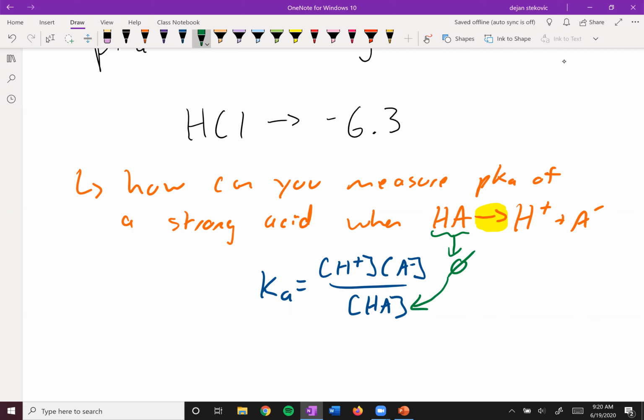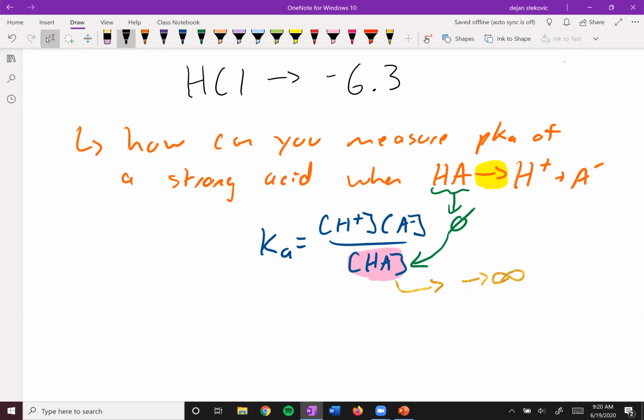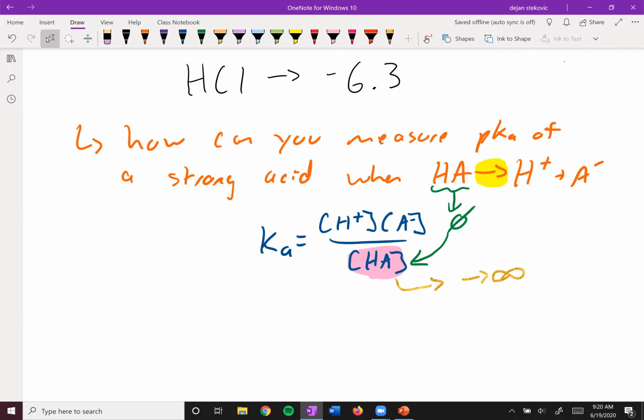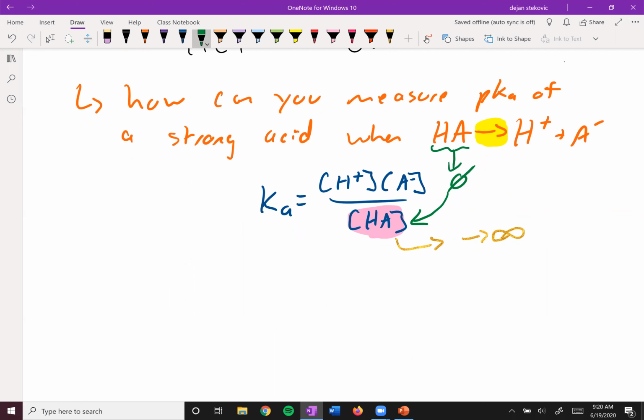And so if the zero goes down into the denominator, any number divided by zero is undefined, or it's approaching infinity, right? So Ka is approaching infinity. So how can you measure a pKa when your Ka is infinite? It seems very complicated, but it's actually not that complicated. You just use a different solvent.